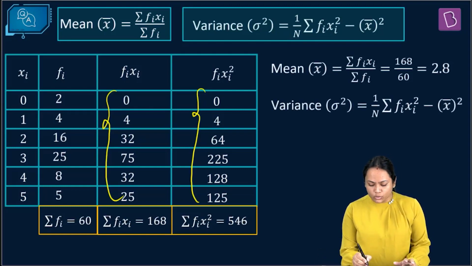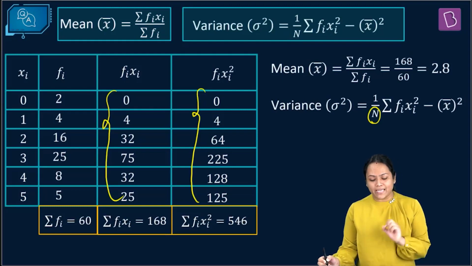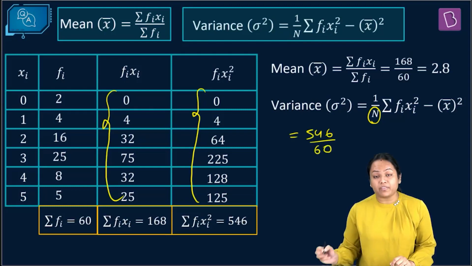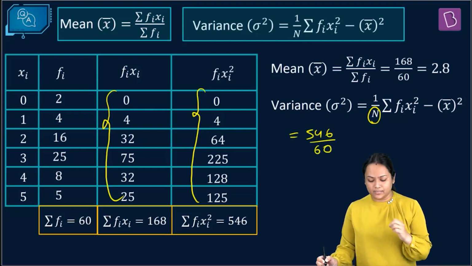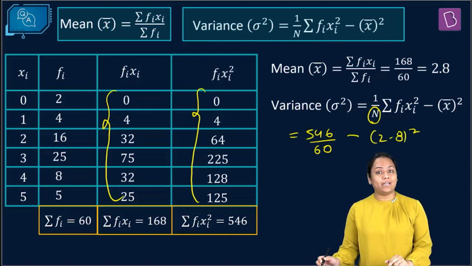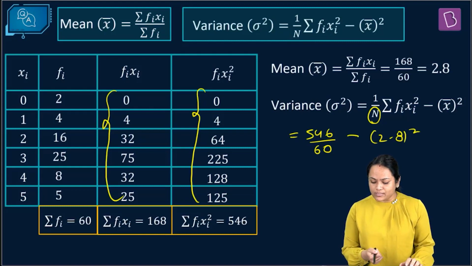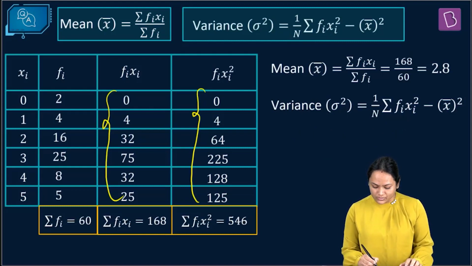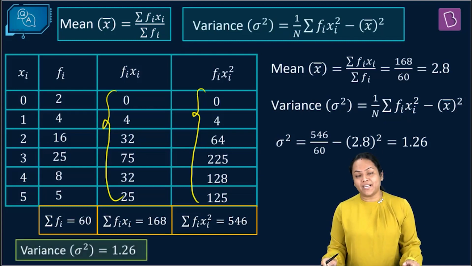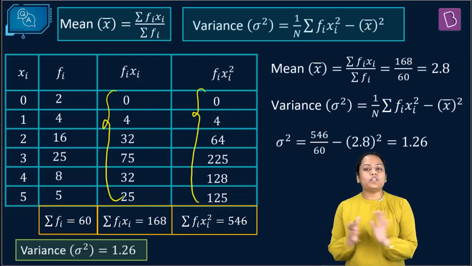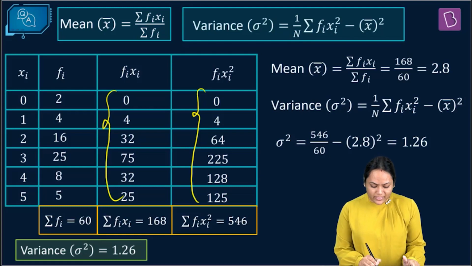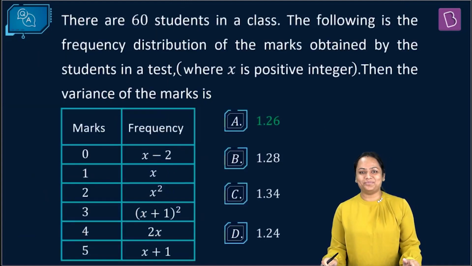Now here we already know that my summation of fi is my n, so it's going to become 546 by summation of fi, that is 60, or n is 60, minus x bar whole square, that is 2.8 whole square, right? And when I solve this out, it's coming out as 1.26. So my variance is 1.26, and this is going to be the final answer for the question. Have you understood? Perfect. And now if we look at the options, we can say answer will become A.